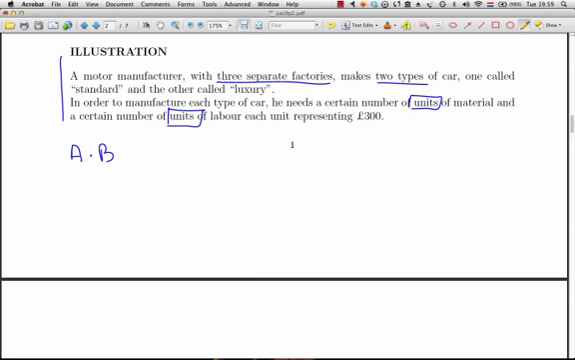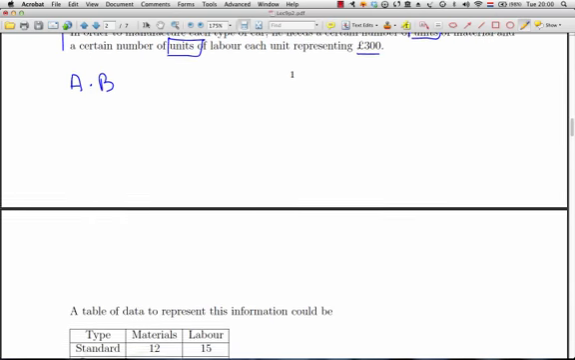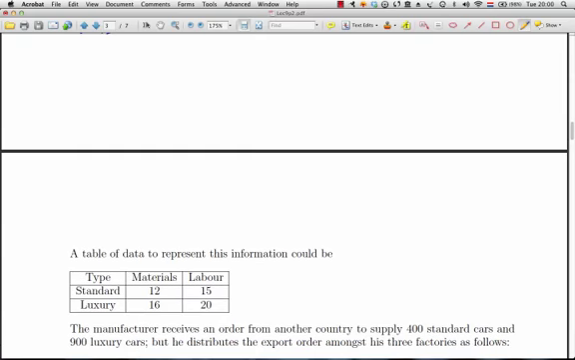And both units cost 300 pounds per unit. Now, in order to have an overview of how much each type of car needs, we have this table here. We have the standard model needs 12 units of materials and 50 units of labor, and for the luxury you can see that as well.